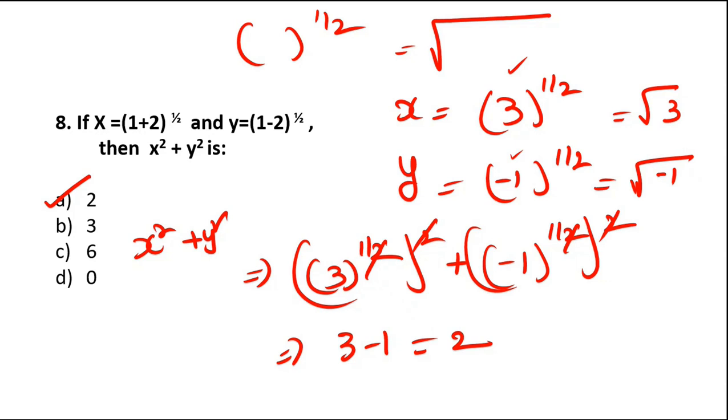Eighth question, x is equal to 1 plus 2 whole power 1 by 2, right? 1 plus 2 is 3, 3 whole power 1 by 2, and you can write this as under root 3. And y is equal to minus 1 whole power 1 by 2 because 1 minus 2 is minus 1. You can write this as under root minus 1. So x square plus y square, you have to calculate. So x is 3 power 1 by 2 whole square plus minus 1 whole power 1 by 2 whole square. It gets cancelled off, 3 minus 1, that is 2. Option A, 2 is the answer.